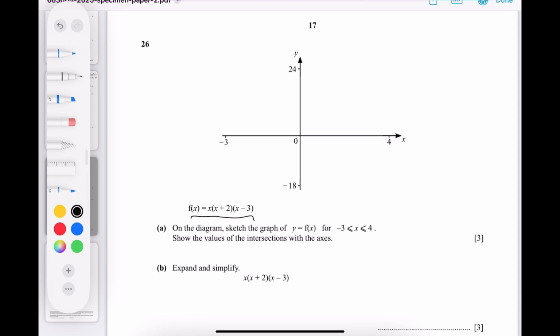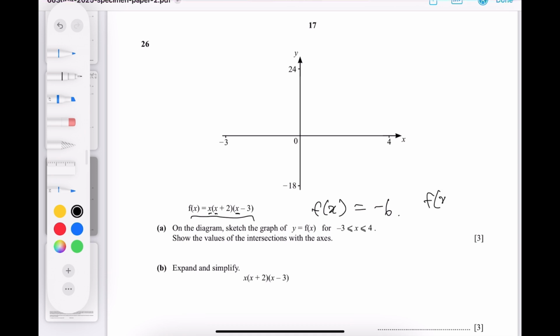So the first thing we do is to find the intercepts of it. The intercepts is where the graph meets the coordinate axis. So when x is equal to 0, y, or f of x in this case, is equal to negative 6.